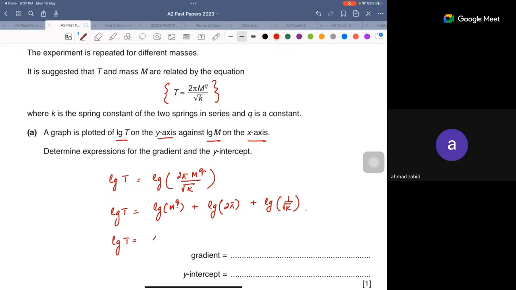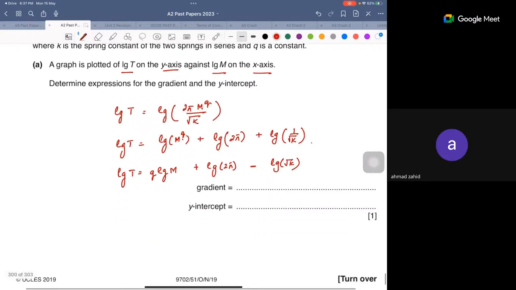Now, this then becomes LG. This Q will come out because it will be here and n will become a function. This will be LG 2 pi. LG 2 pi. And in logs, if you want to bring something to the top, like if you want to write it as LG under root K, then you put a negative sign here because you're basically dividing it like that. Okay. So you do that. Then LGT equals Q LGN, and then this will be LG 2 pi and minus. Now K has a power of half on it because under root is half. So you can put half here and this will be LG of K, just like this. Okay. So that's pretty easy in that sense. Okay.